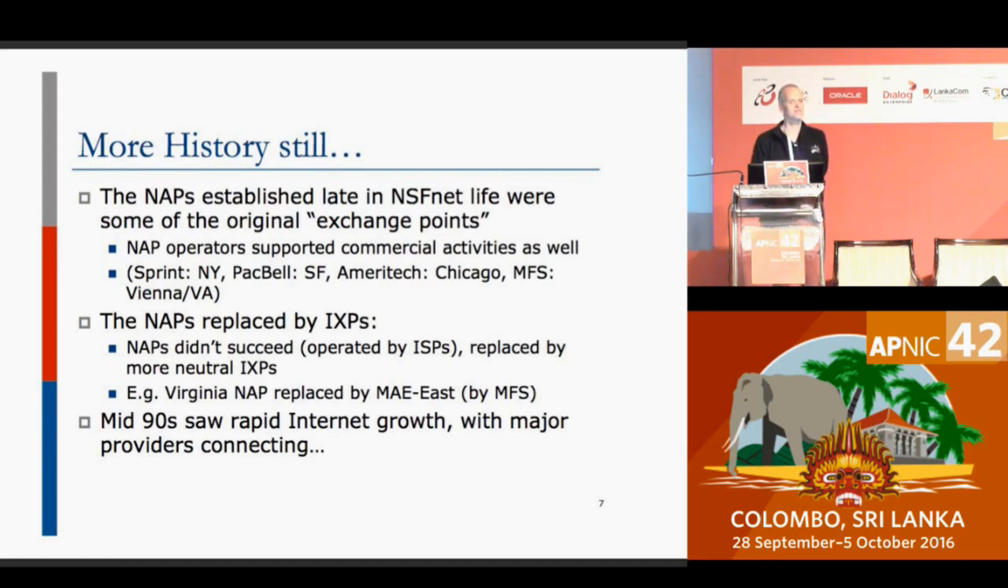because the NAPs were not considered neutral. I mean, why would you connect to a Sprint NAP when Sprint was being an ISP providing IP connectivity as well as trying to interconnect commercial operators? There was the Virginia NAP replaced by MAE-East and so forth. Mid-90s saw rapid internet growth. I mean, we all saw that. More and more major providers connected to these early interconnects.